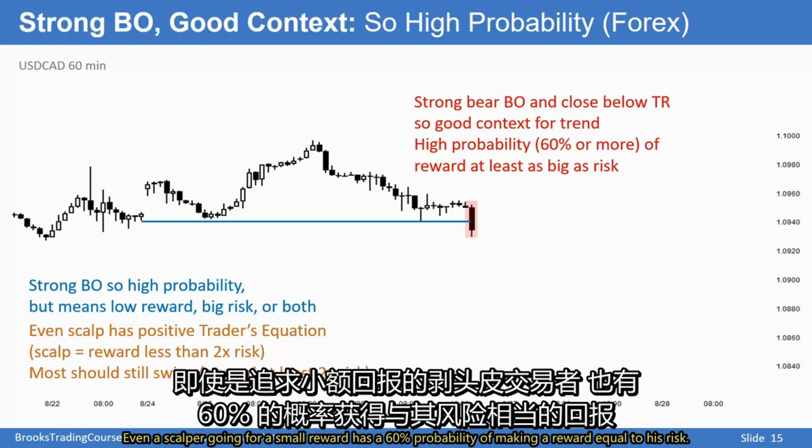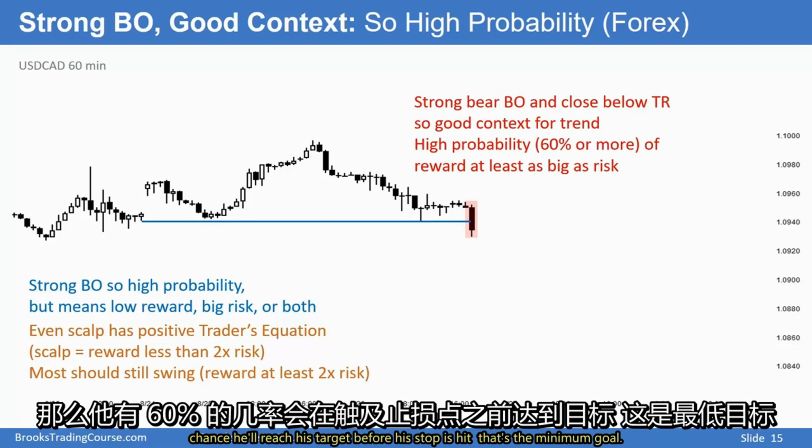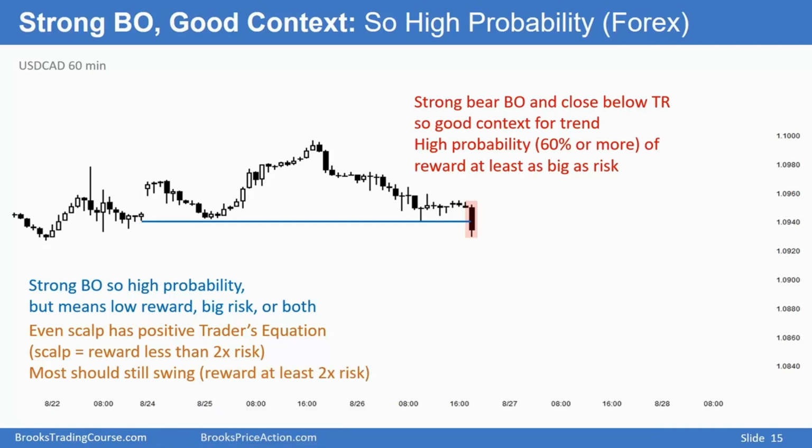Even a scalper going for a small reward has a 60% probability of making a reward equal to his risk. For example, if he's scalping for 12 ticks while risking 11 ticks, 15 ticks while risking 15 ticks. 60% chance he'll reach his target before his stop is hit. That's the minimum goal. Most traders should still swing trade and try to get a reward at least 2 times their risk.